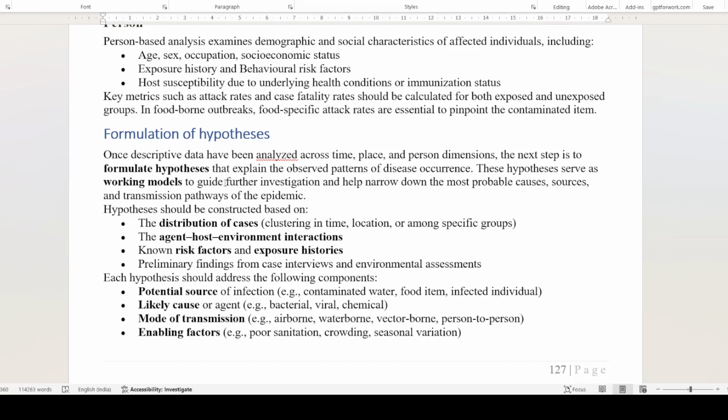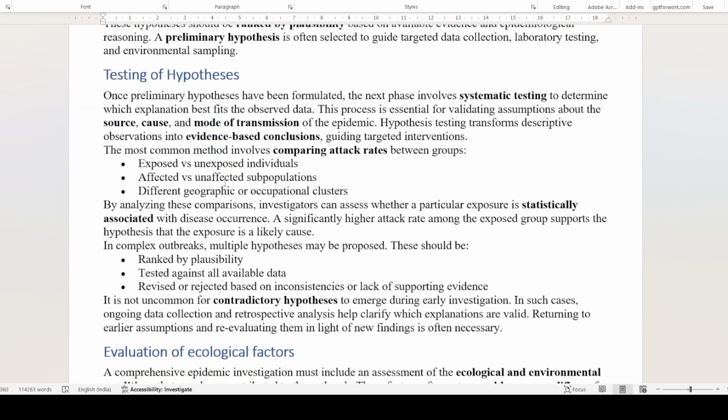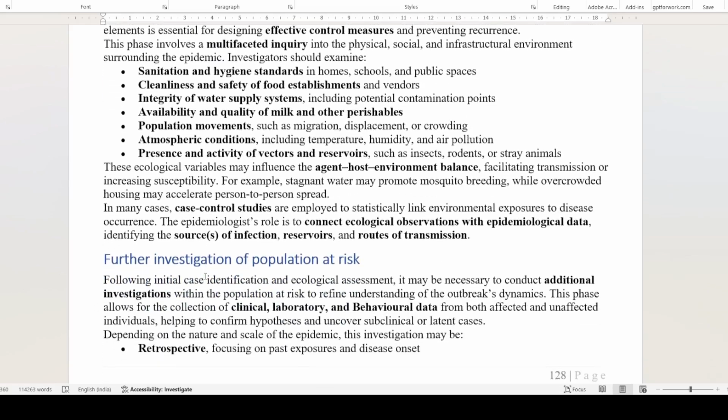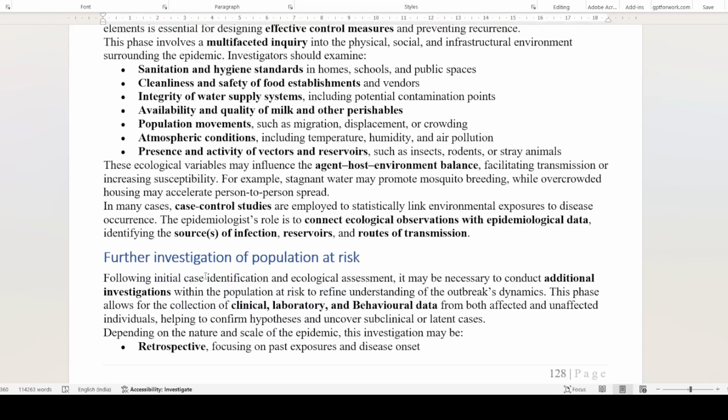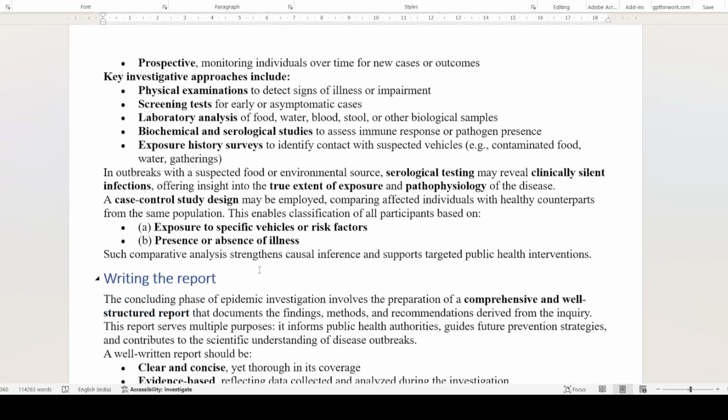Then a hypothesis is formulated. This is temporary. Then we test the hypothesis and evaluate ecological and environmental factors, investigating sanitation, hygiene standards, cleanliness of food establishments, water supply system, milk products, population movement, atmospheric conditions, and the presence of various vectors. Then further investigation of the population at risk is done.